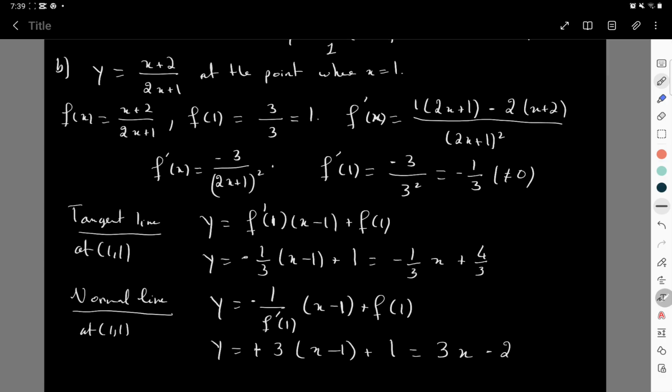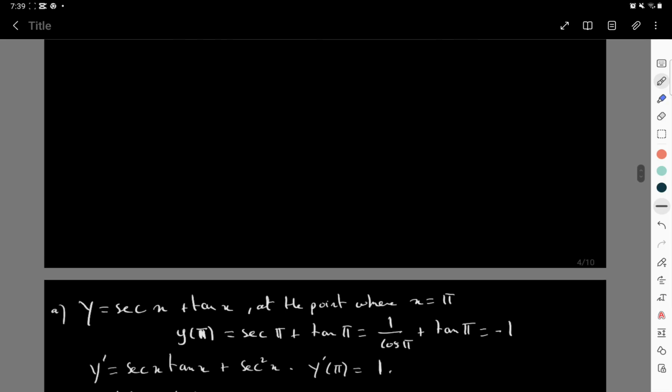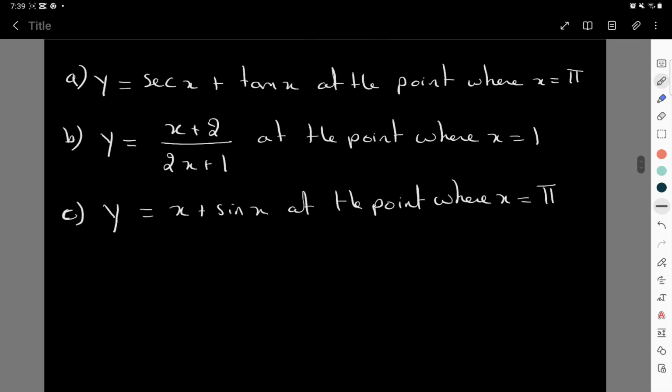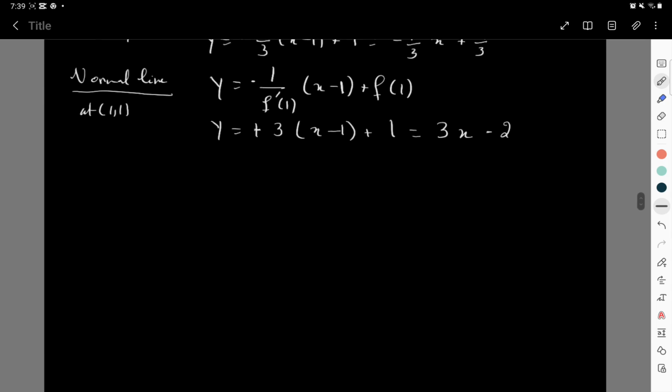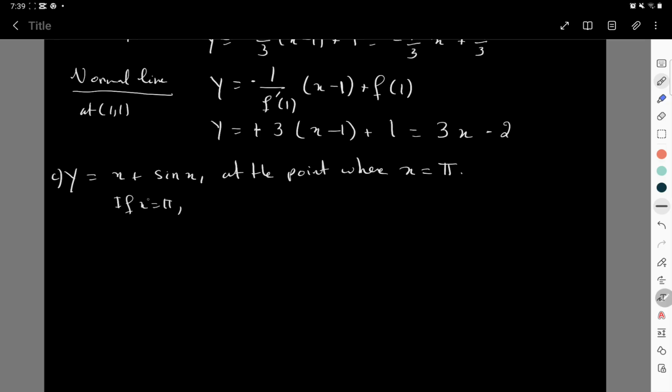Okay, great. We have one more. What is that? y is equal to x plus sine x at the point where x is equal to pi. Now, if x is pi, what is the y value? Y of pi is equal to what? It is just pi plus sine pi, which is just pi.